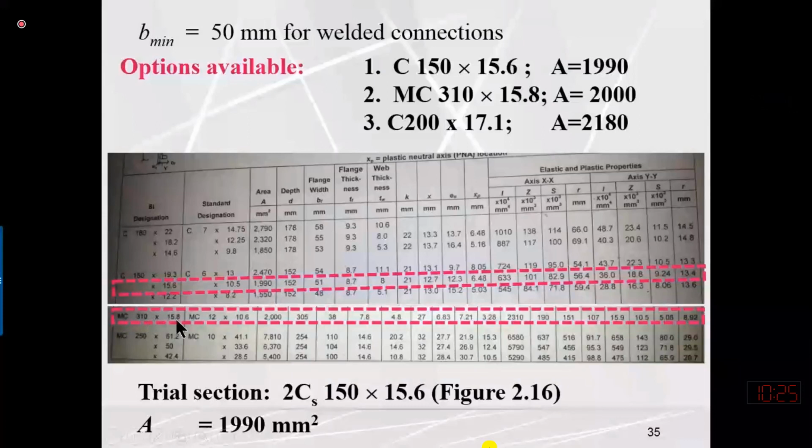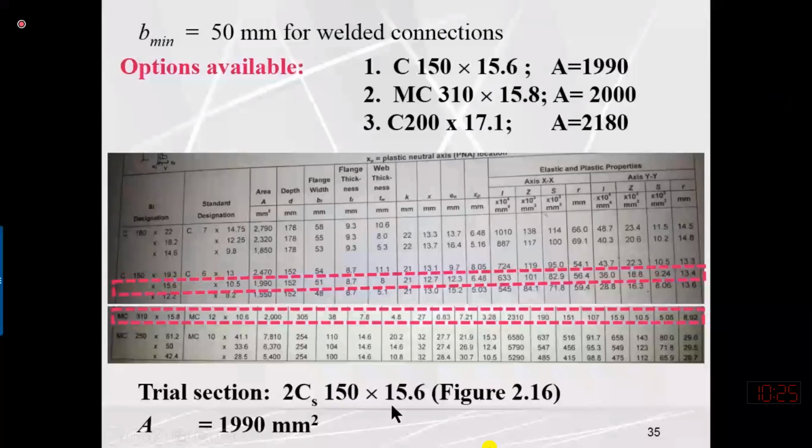First I will try this option and apply the capacity check. If the capacity check fails, then the second option will be this one. If the capacity check on this section also fails, then the third option will be this one. So the first option will always be the lightest one. My first trial section, the first option that I will try for the capacity, will be 2Cs 150 x 15.6.